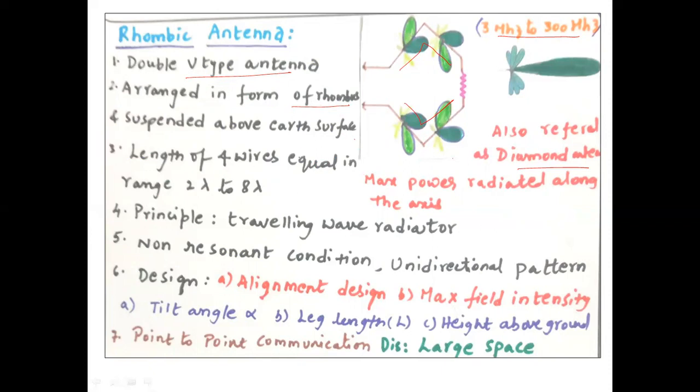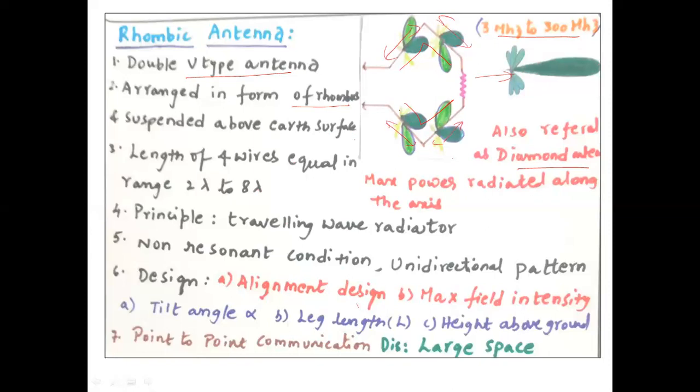So, the length of the four wires is equal, in the range 2 lambda to 8 lambda. You can see here, the four wires you are having, right? Each and every wire should be of the same length. This is the basic rule for your rhombic antenna: four wires should be of equal length only. Then only maximum power will be radiated along the axis of the antenna. If this is the axis of the antenna, you can see the radiation pattern coincides with that. Along the axis of the antenna, we get maximum radiation.